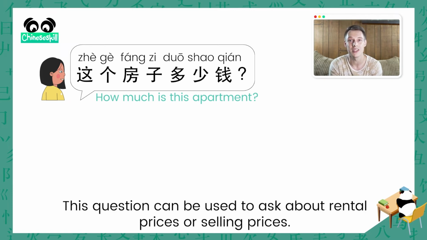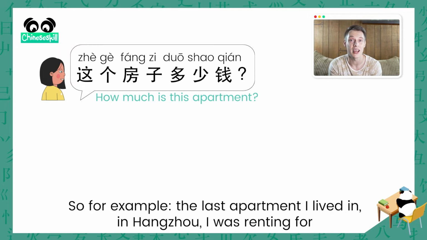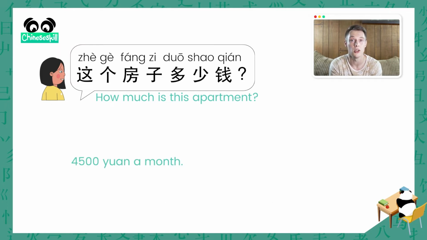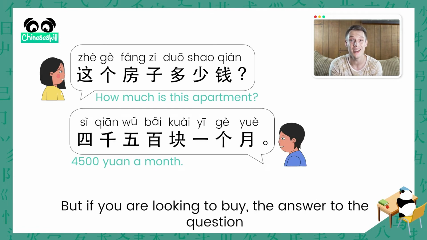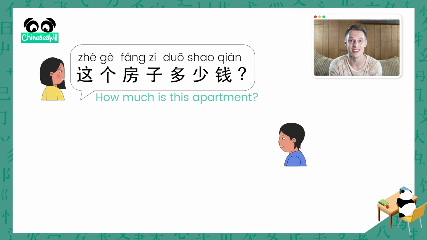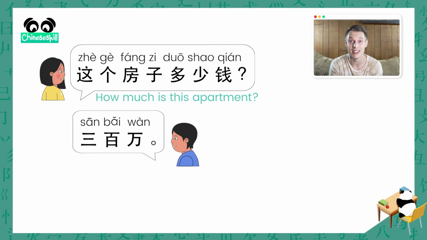This question can be used to ask about rental prices or selling prices. So for example, the last apartment I lived in Hangzhou, I was renting for 4,500 renminbi a month, 4,500块一个月. But if you're looking to buy, the answer to the question 这个房子多少钱 may be more like 300万, 3 million yuan.